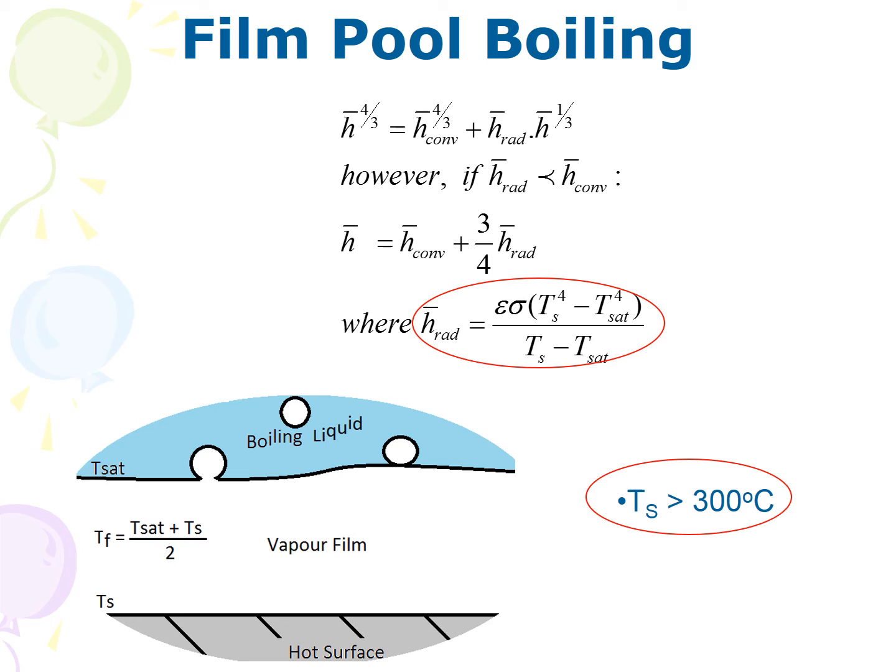You will also need to calculate the convection heat transfer coefficient, h-bar-conv, as you saw in the previous slide. After calculating the heat transfer coefficient for convection and radiation, you could use the first equation to calculate the effective heat transfer coefficient. However, if the heat transfer coefficient due to radiation is less than that for convection, you will use the second equation to calculate the effective heat transfer coefficient.